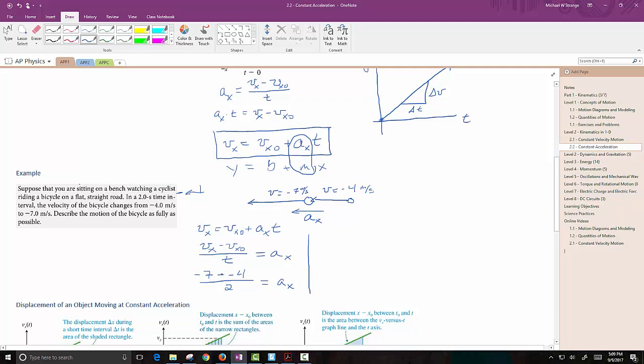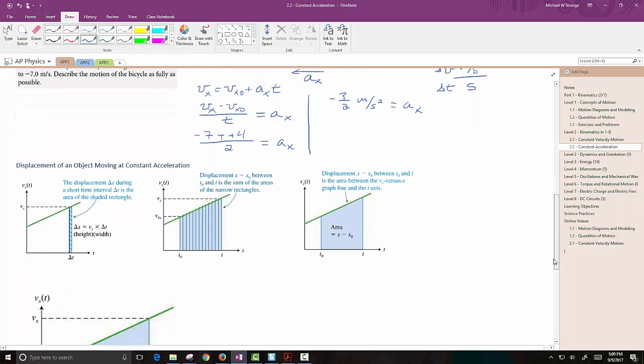So -7 minus -4, we get -3 halves meter per second squared. And that would be my acceleration. And it's meters per second per second. So it's really this, meters per second, because it's a change in velocity over a change in time. So my units are meters per second. And so it's like, how much is the velocity changing per second? And we can also just say second squared. Either one is acceptable.